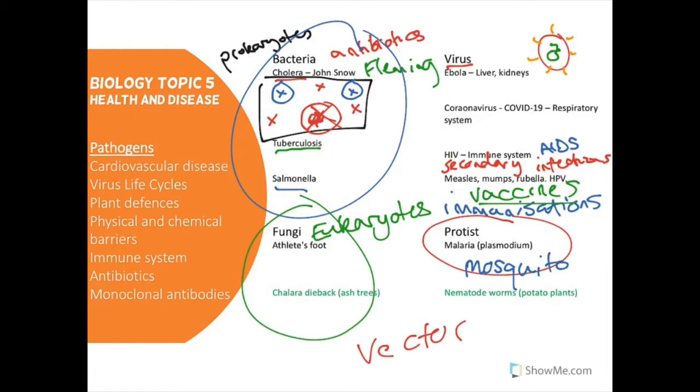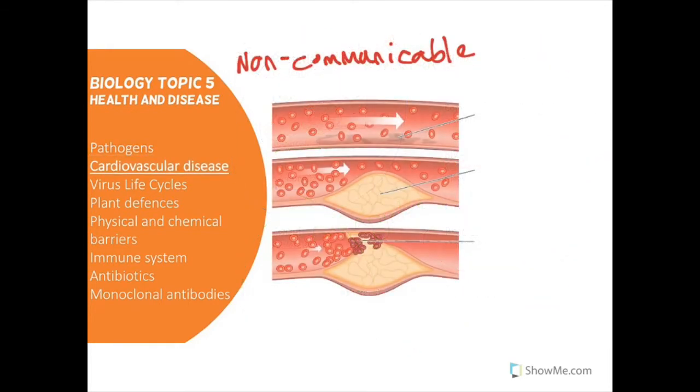The next thing we're going to look at is cardiovascular disease. So I'll just mention that anything that's caused by a pathogen is a communicable disease, and that can spread. Things that cannot be spread, things like cancer and cardiovascular disease, are non-communicable diseases. Also, any of the vitamin deficiencies, which I'm not going to go into here, are non-communicable. You can't catch them off somebody. But we're going to look at cardiovascular disease.